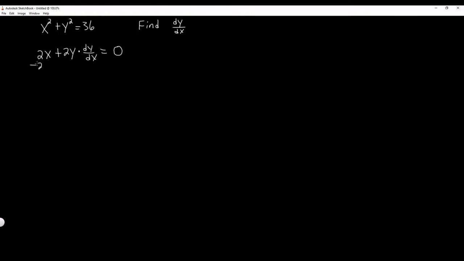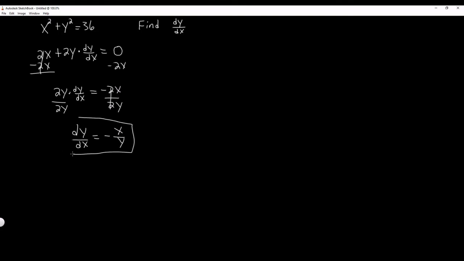So we're just going to subtract 2x from both sides. It's going to cancel. This is going to leave us with 2y times dy/dx is equal to negative 2x. Now we have to divide by 2y to isolate dy/dx. The 2's will cancel. So this is going to leave us with dy/dx is equal to negative x over y. And that is the answer to this problem.